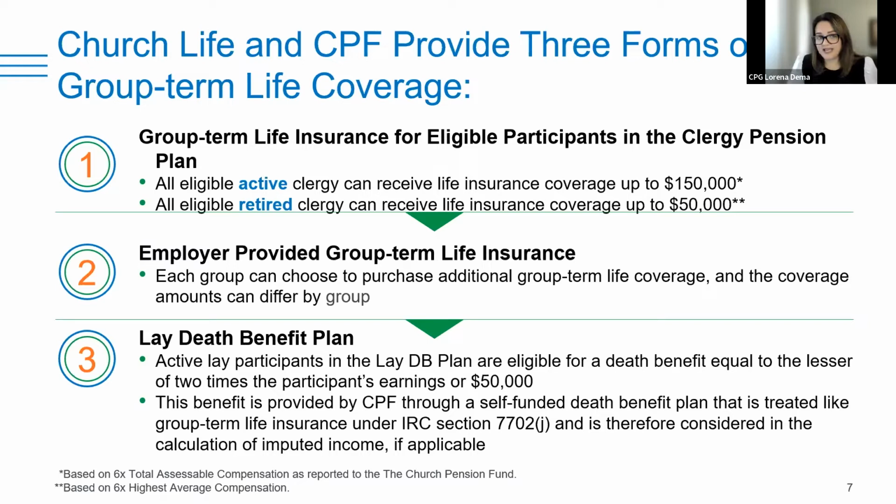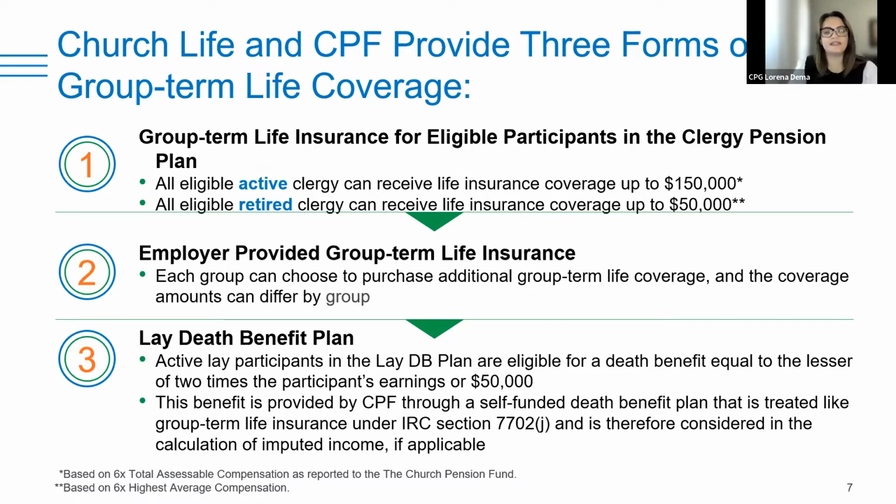Moving on to the second form of group term life coverage, it's the employer-provided group term life insurance. You might have heard 9G used as a term before, or the diocesan coverage. This depends from group to group. Each group can choose to purchase or not additional group term life coverage, and this coverage also can differ from group to group, but we also include it as part of the calculation of imputed income.